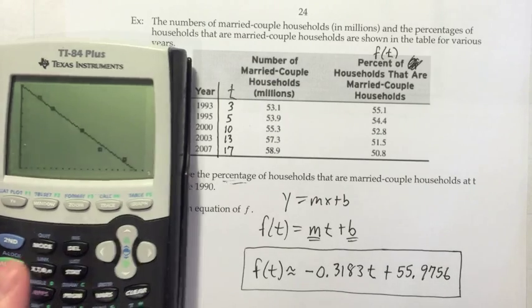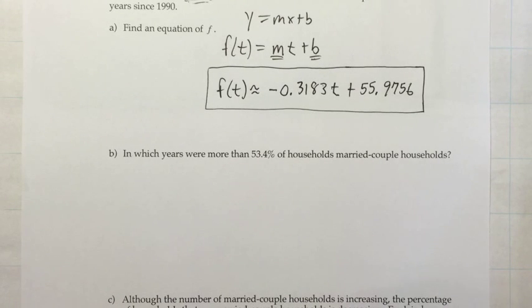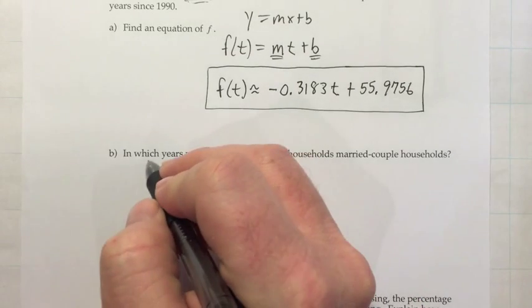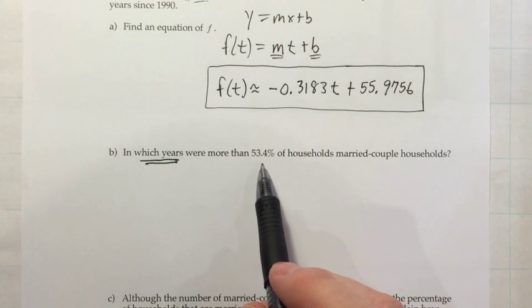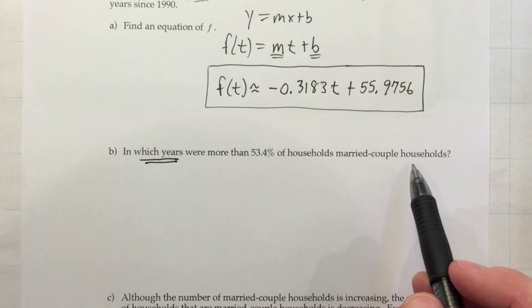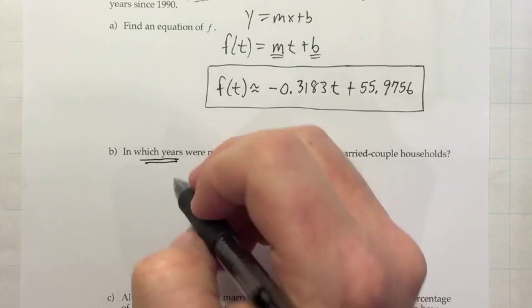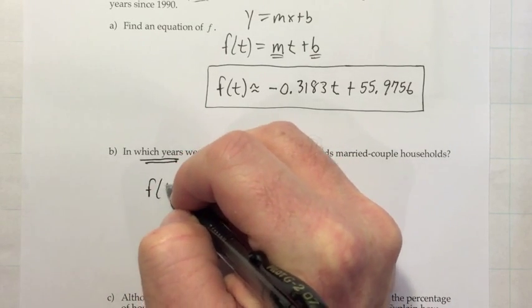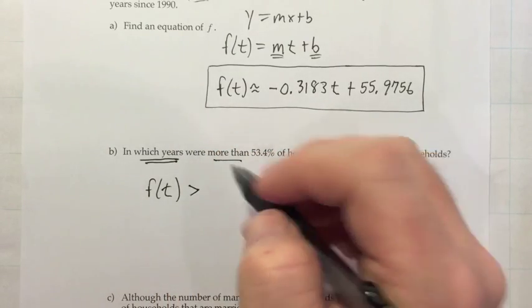All right, let's go ahead and make use of that equation now and see where the inequality piece enters into this. In which years were more than 53.4% of households married couple households? So in which years? So they want us to find values of t, it sounds like. Were more than 53.4% of married couple households. All right, so let's see. F of t is the percentage of married household couples, and they say they want that percentage to be more than, so greater than symbol, 53.4.